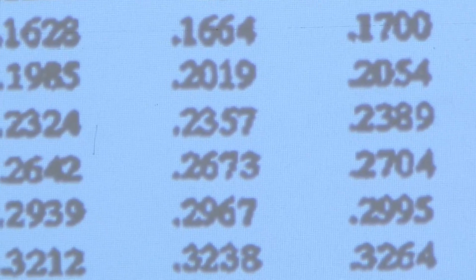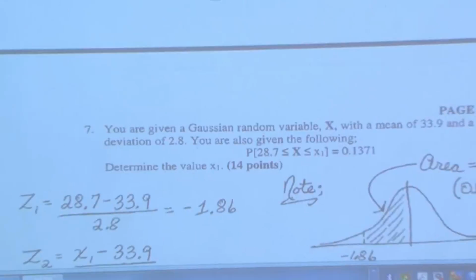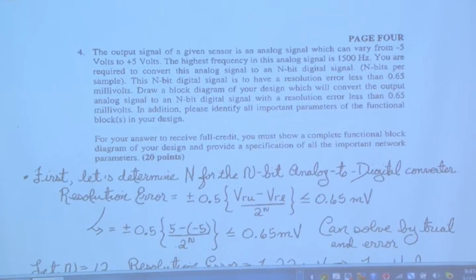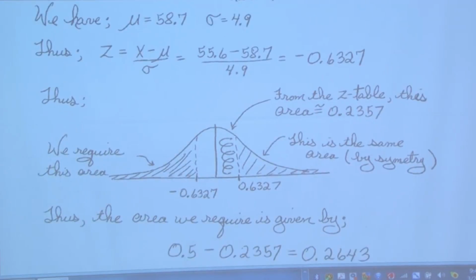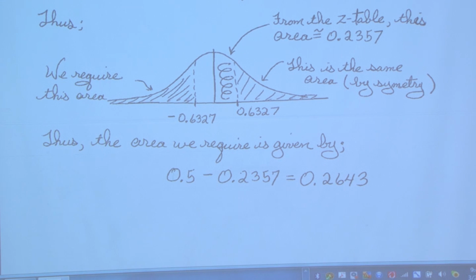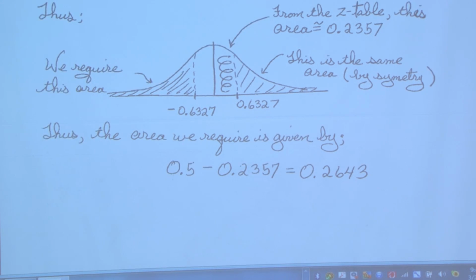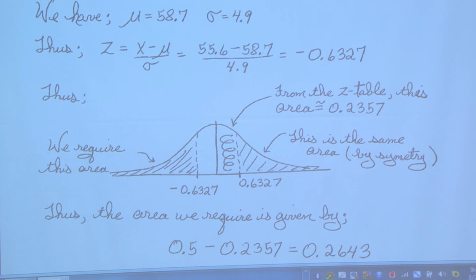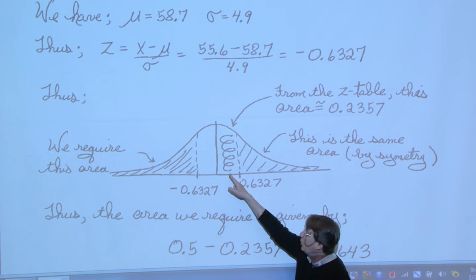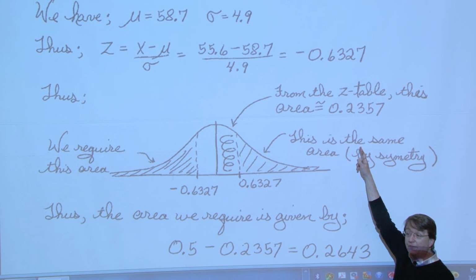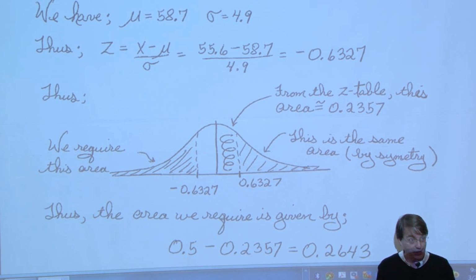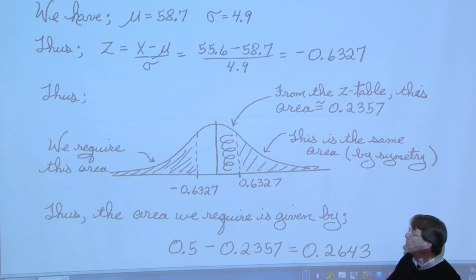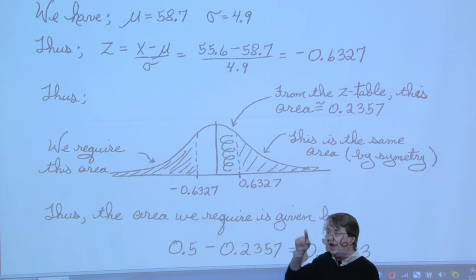Now, last bit of trickery here, because I was trying to trick you on this one. This area here, we just found out, is 0.2357. Now, that's not the area I'm looking for. I want the area from here to infinity. How do I get it?